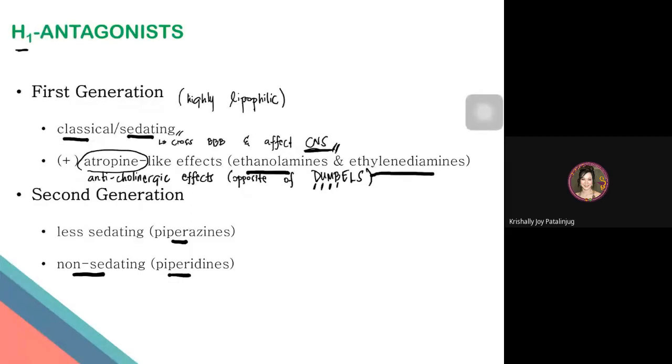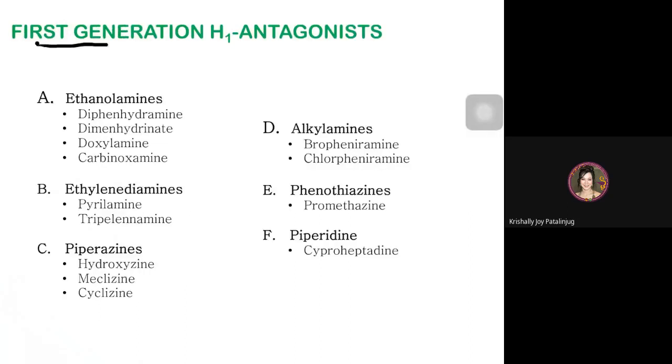Okay? So let's start with first gen. So these are the list of drugs under first generation histamine 1 blockers. So na-classify sila based on chemical structure. Again, kani nga classification under first gen, including later sa second gen, naka-further classified sila based on chemical structure. So katong mga drugs nga sa ilang structure naa sila main portion na ethanolamines, yun yung diphenhydramine, dimenhydrinate, doxylamine, carbinoxamine.